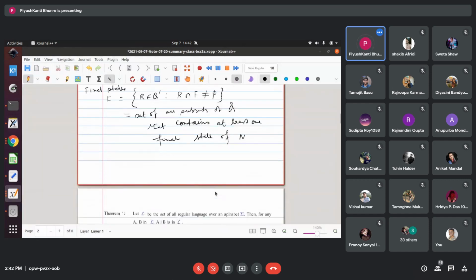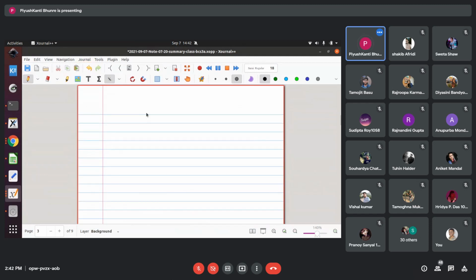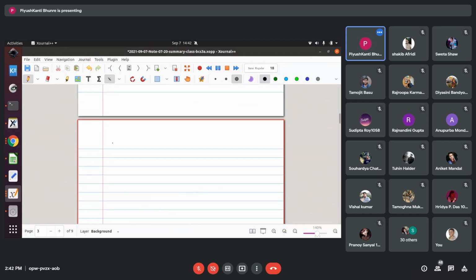So now we want to define delta prime, the transition function, which is very important to design. Before doing that, I first take case 1, such that N does not have any epsilon moves. Okay, N does not have any epsilon moves.